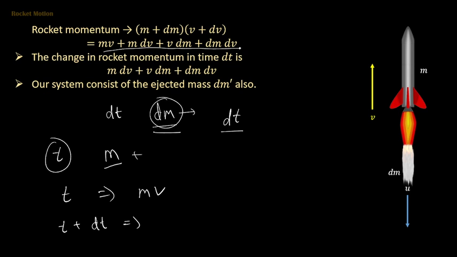This is the momentum only of the rocket. But we also have to see the momentum of the mass of hot gases which have escaped over the time interval dt. So for our system, the total momentum of our system at the time t plus dt is the sum of the momentum of the rocket body plus the momentum of the hot gases leaving the rocket.